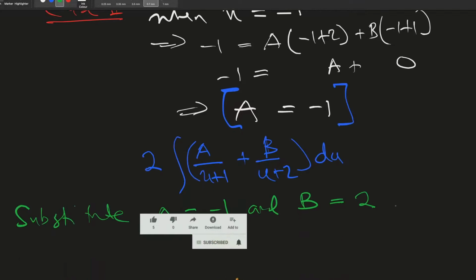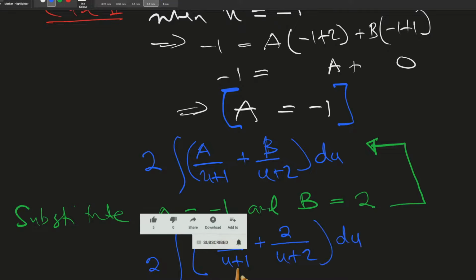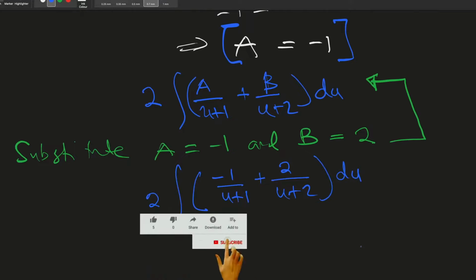Okay, so this has to go back into this. Beautifully, since we know that 2 out, integral, our a is -1 over u plus 1, plus b, which is equal to 2 over u plus 2, all in brackets, du. So having this means we are gradually getting closer to the final destination. So we have to do something.